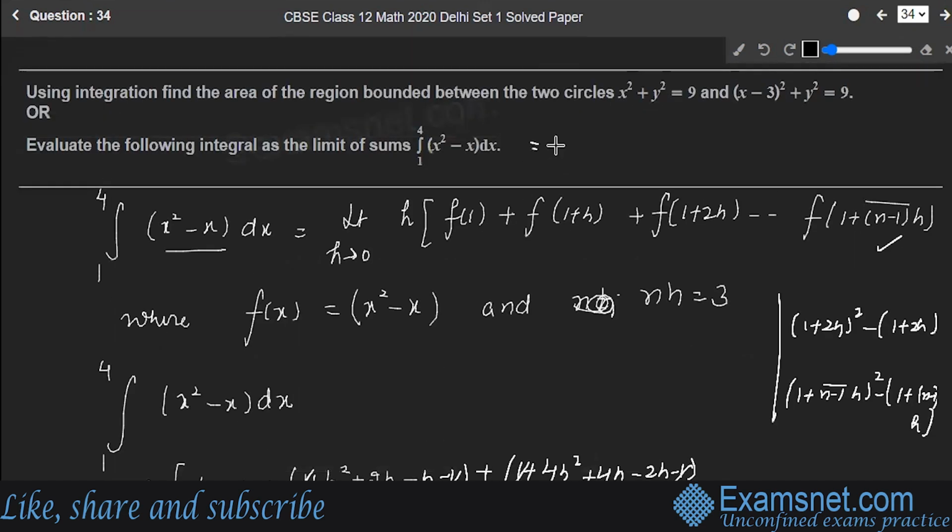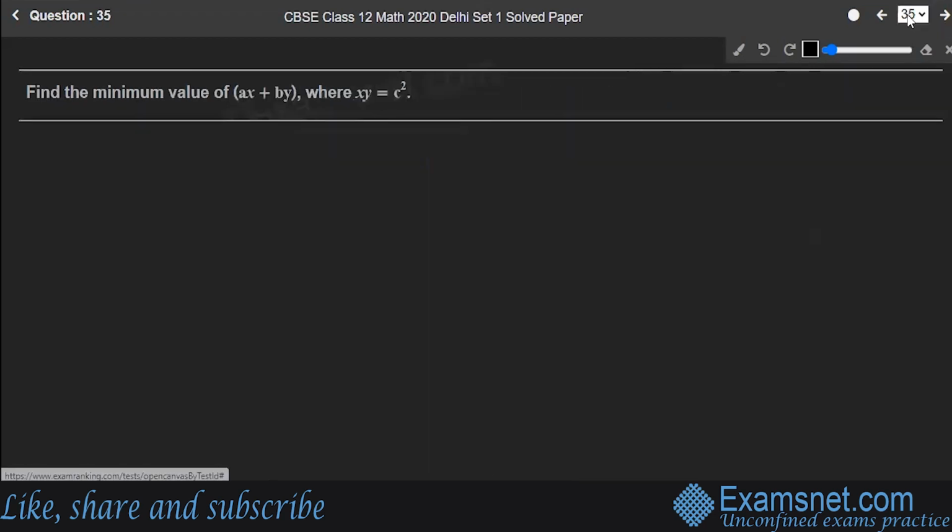It was indeed a typical question because the question again was not tough, but the calculations were tough. So you have to pay very much attention to each and every step, because a single mistake at any step will give you a wrong answer for sure. Okay. So we are done with question number 34. Let's move to the 35th question.